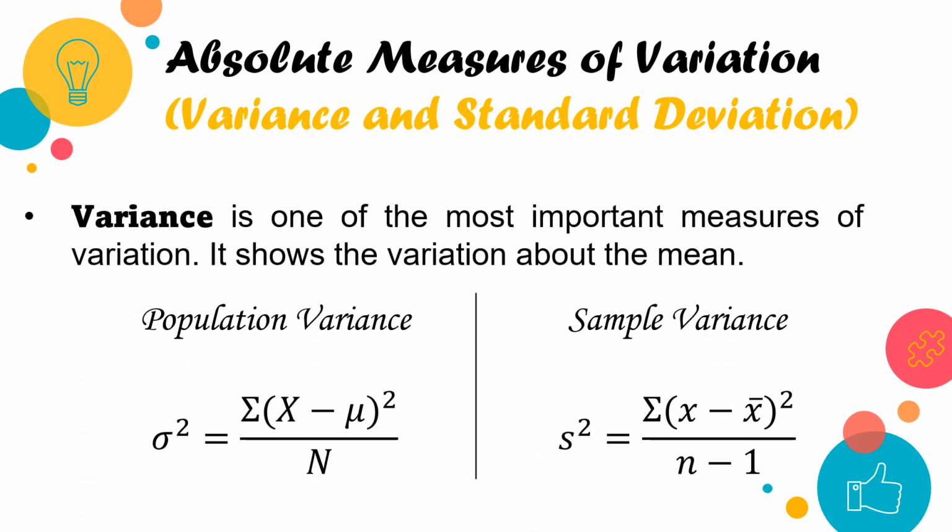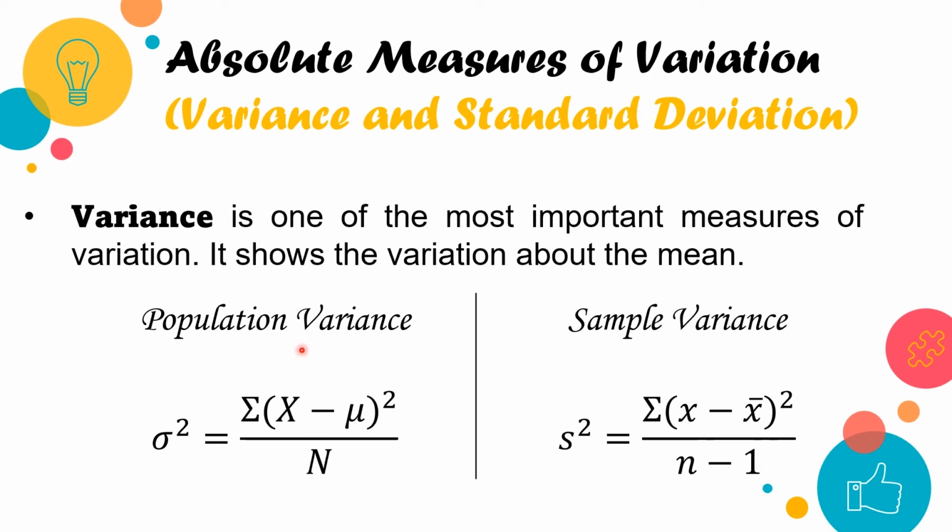A variance is one of the most important measures of variation. It shows the variation about the mean. So of course, again, it talks about how varied the scores are, above or below the mean, or around the value of the mean. If we look at the screen, meron tayong dalawang formula for our variance: this one is for population variance, and this is for the sample variance.